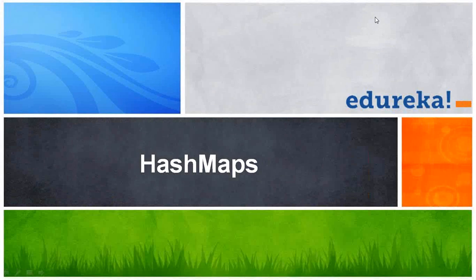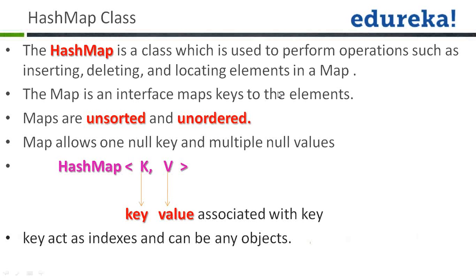Moving on, we come to hash maps now. How to use a hash map in Java. The hash map is a class which is used to perform operations such as inserting, deleting, and locating elements in a map. You actually create a map in which you pass 2 kinds of values. One will be the key and the other will be the value. Using key and value pairs, you'll be putting those values in the hash map, and whenever you have to retrieve a value, you'll be using the key.